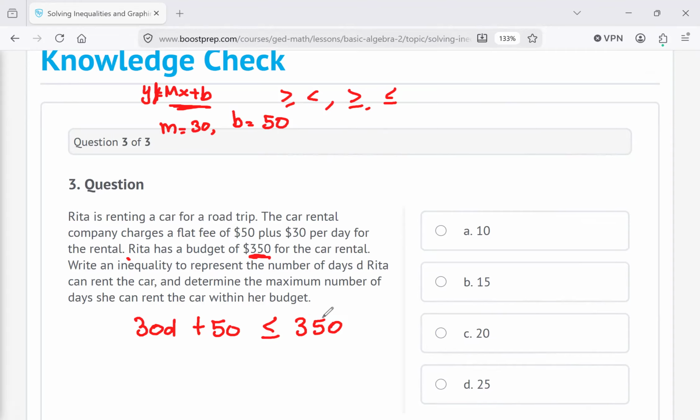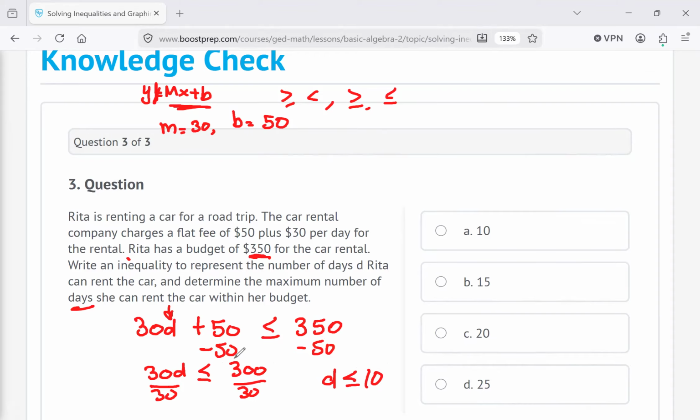And then we want to determine the maximum number of days. So we have to solve for D. I'm going to solve for this by first subtracting 50 from both sides. So you get 30D is less than or equal to... What's 350 minus 50? 300. And then divide this by 30. So I get D is less than or equal to 10 days.